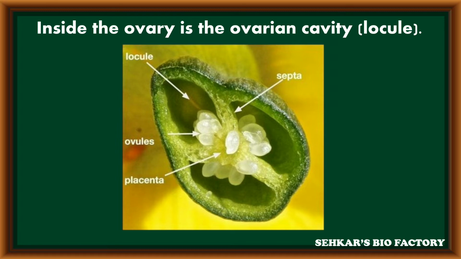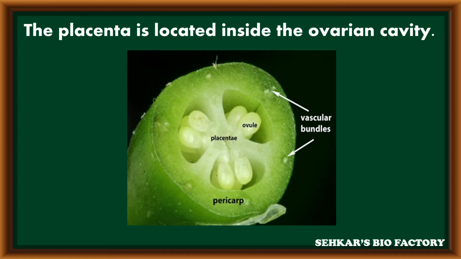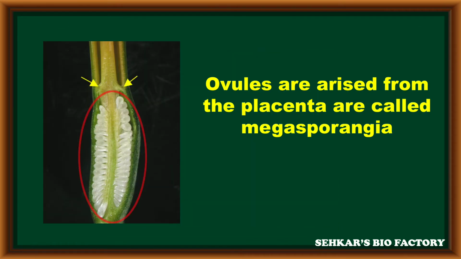In the structure of this ovary, at the central part, a cushion-like tissue is present. It is called placenta. This placenta is the main site for arrangement of ovules in the ovary. Many ovules are developed from this cushion-like tissue called placenta, and each ovule is called megasporangium.